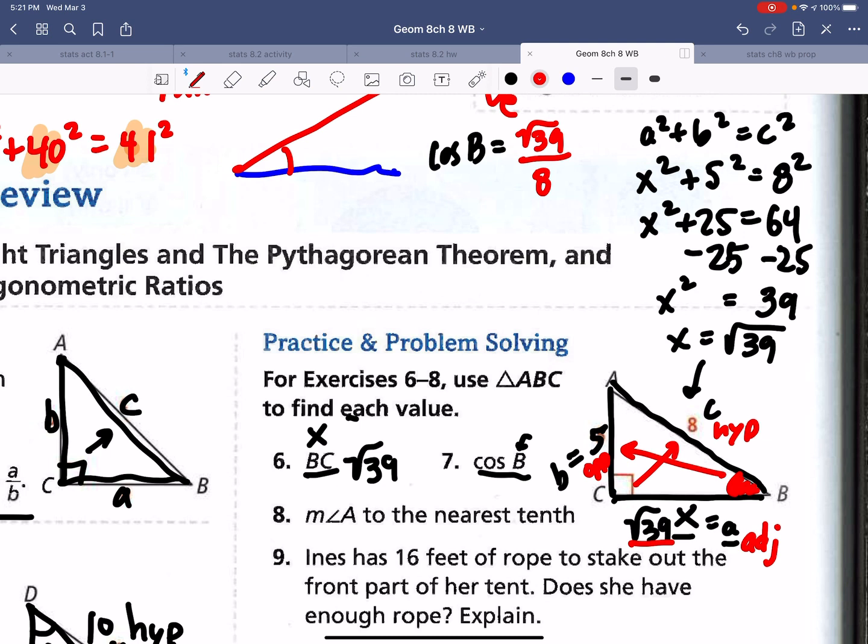So what is the value of the cosine of B? The cosine of B is this value. I'm going to just leave it just like that.